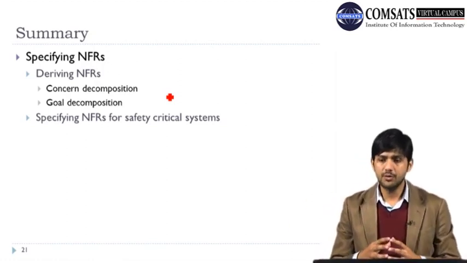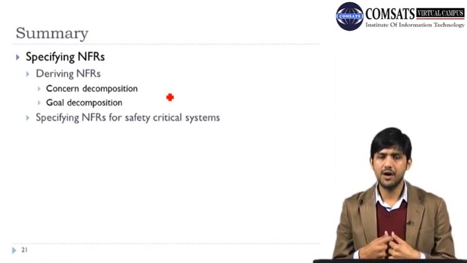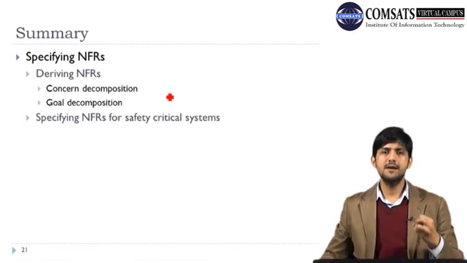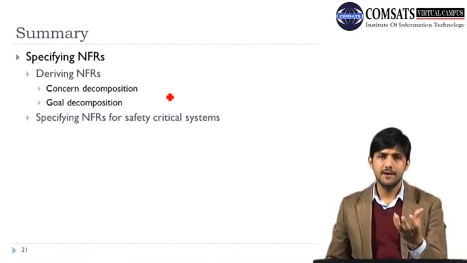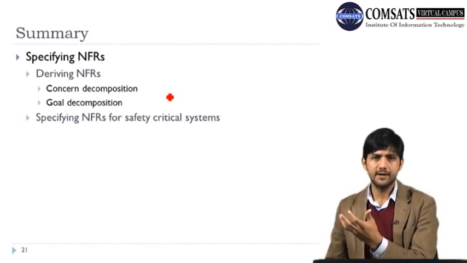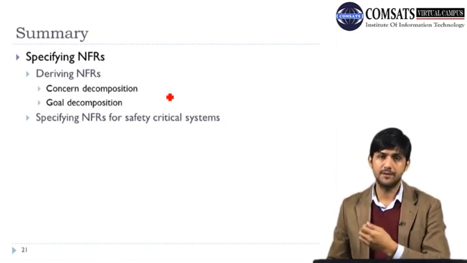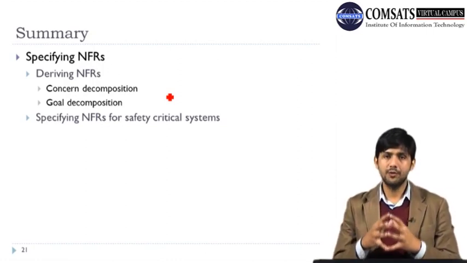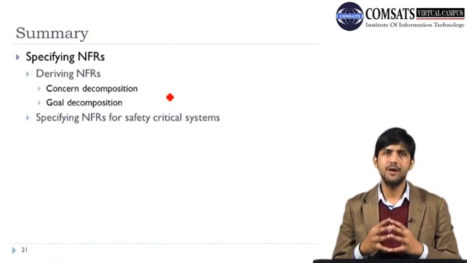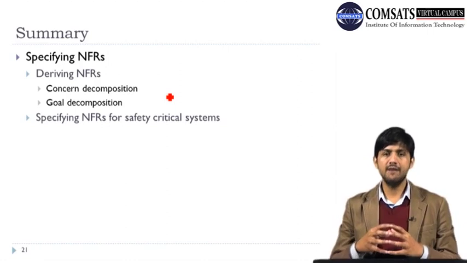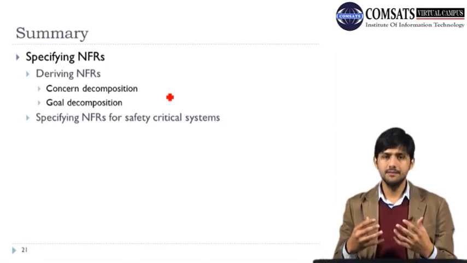Specifically in today's lecture, we talked about how we derive these non-functional requirements, and that is the critical bit, because the non-functional requirements are expressed by the users in 2 different ways. There are concerns that the users have, and then there are goals that the user wants to achieve, or for which the enterprise is actually looking for this particular system. So there are 2 techniques which can be deployed to identify these non-functional requirements. Number 1 is the concern decomposition, and in the concern decomposition, we talked about that we have a bigger concern. For example, safety is the concern.